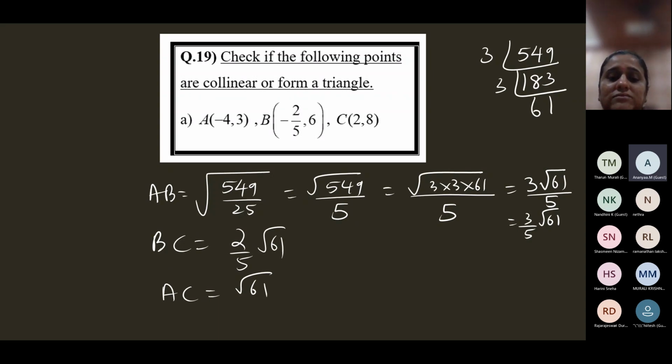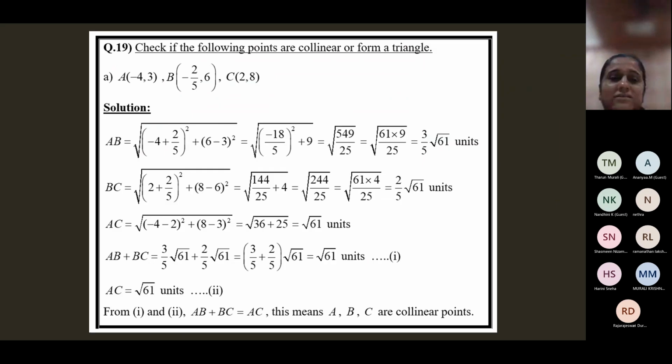AB plus BC will be equal to AC. So what will you conclude? If the sum of any two segments is equal to the third one, that means the points are collinear. Very good, Ananya.